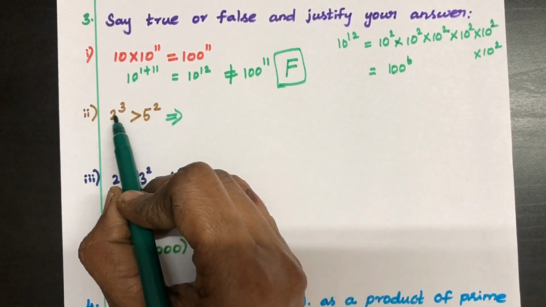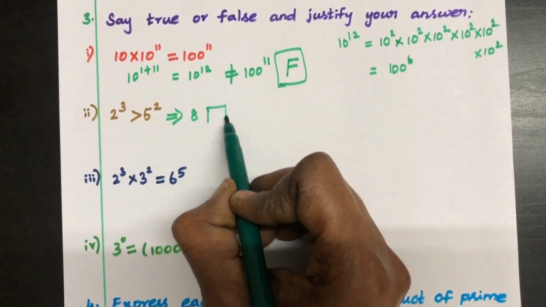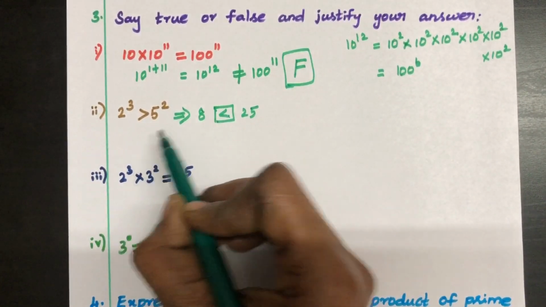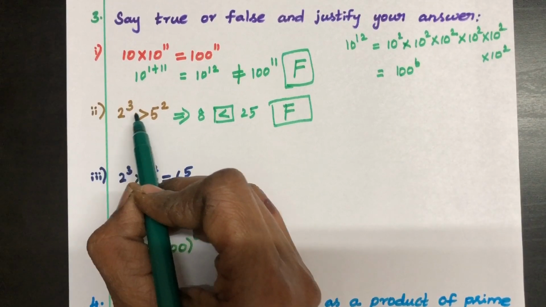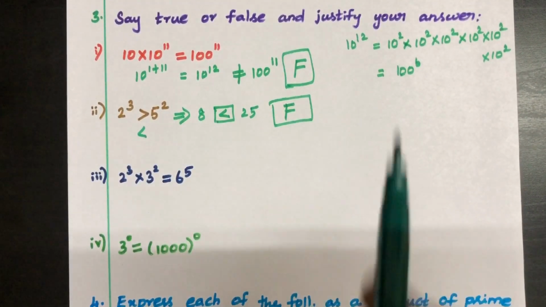Now, 2 cube greater than 5 square. Let's check. 2 cube means 8, 2 into 2 into 2. What is 5 square? 5 into 5 is 25. So this is less than. Here also it is false. 2 cube is less than 5 square. But in the statement it is greater than 5 square. So it is also false.